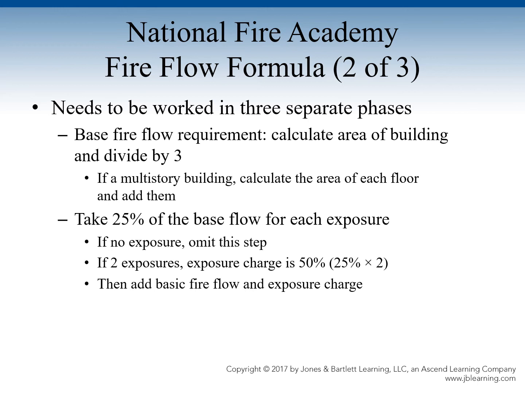Again, for the base fire flow requirement, we calculate the area of the building and divide by 3. If a multi-story building is in play, we calculate the area of each floor and add them together. Take 25% of the base flow for each exposure. If there is no exposure, you don't need this step. If there are 2 exposures, for example, then the exposure charge is 50%. That's 25% times 2. If you had 3, 25% times 3.